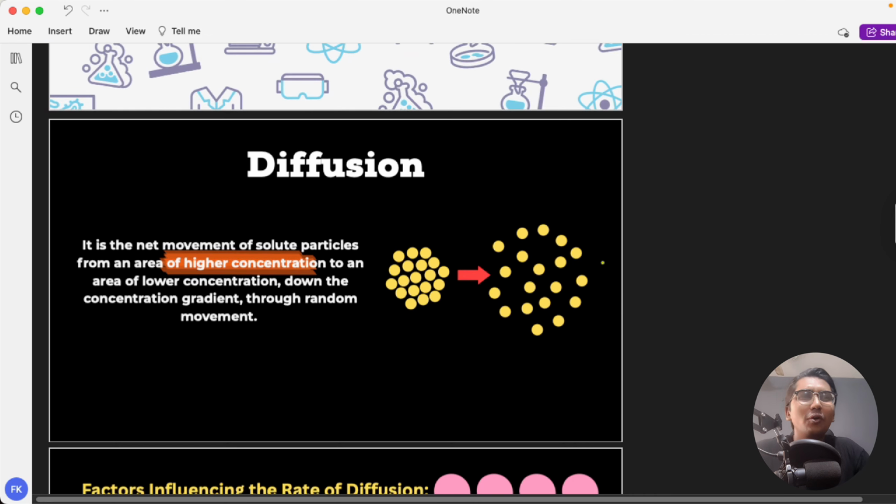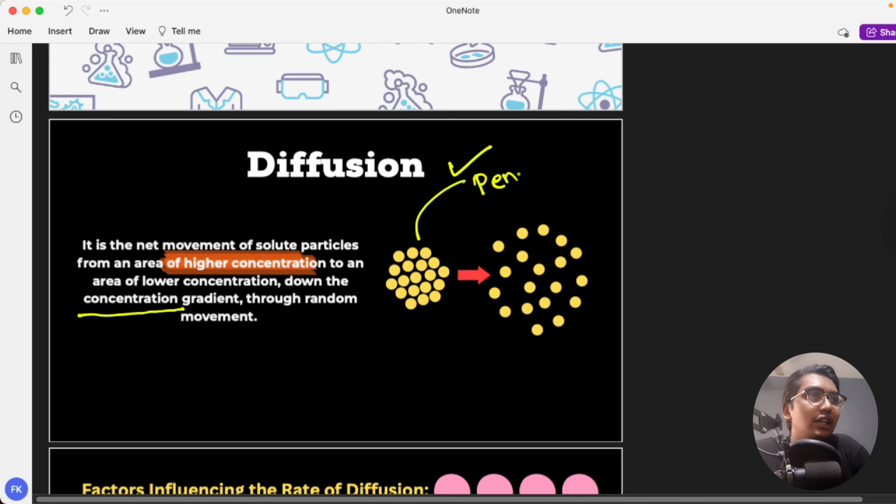Let's begin. What is diffusion? Diffusion is a net movement of solute from an area of higher concentration to an area of lower concentration down the concentration gradient. So what does this line mean, from higher concentration to lower concentration down the concentration gradient? Let me explain by giving you an example.